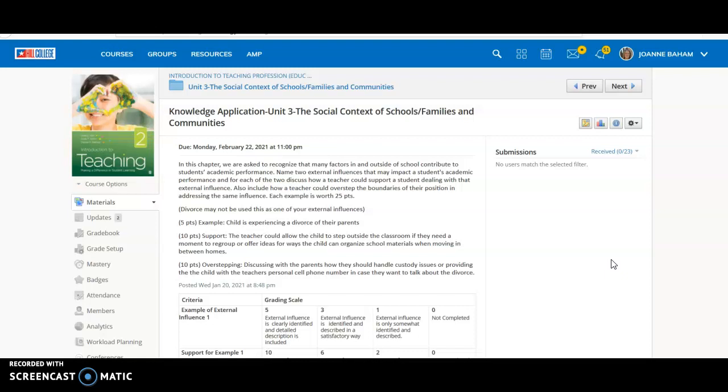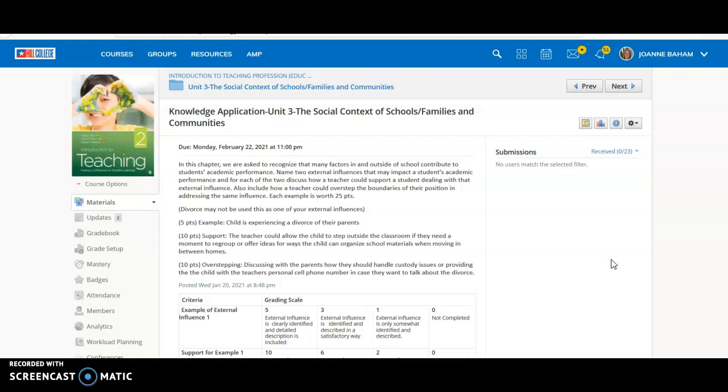very easy to do. So, divorce is definitely something that would impact a child in their day to day interaction in the school. So, the example is the child is experiencing the divorce of their parent. And so that's the external influence. And you just list it exactly like you see here, example, colon, the answer, support, colon, the answer. Like you don't need to write it in a paragraph. So, example, child experienced divorce of the parent.